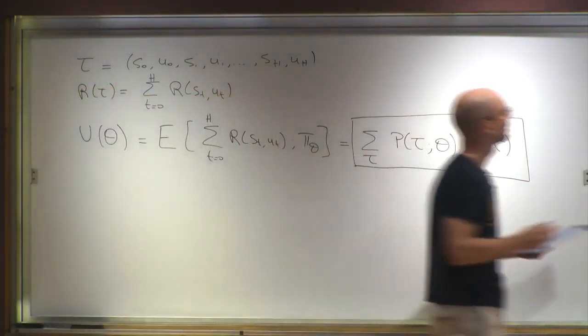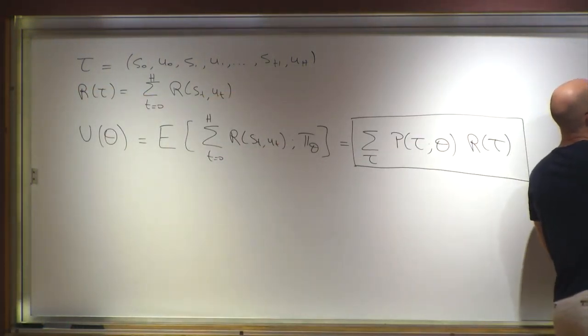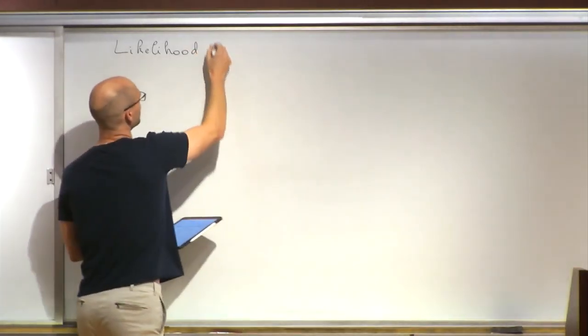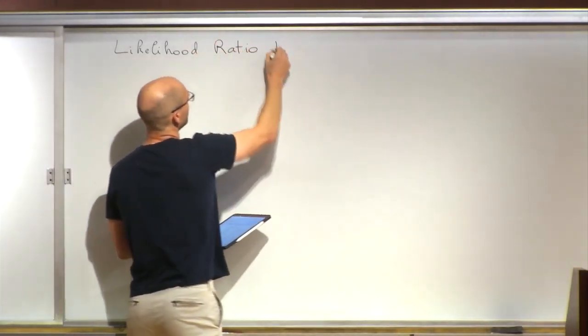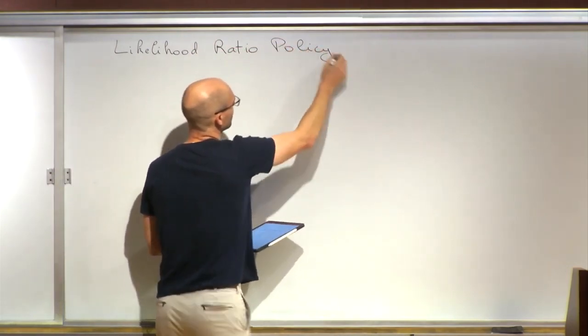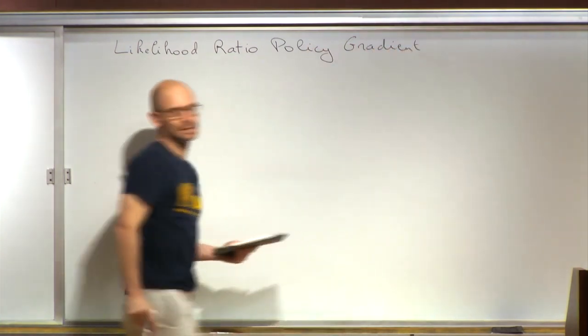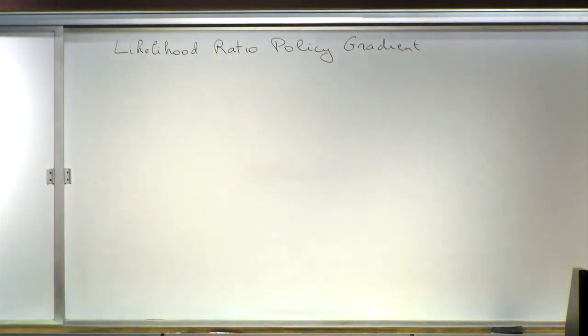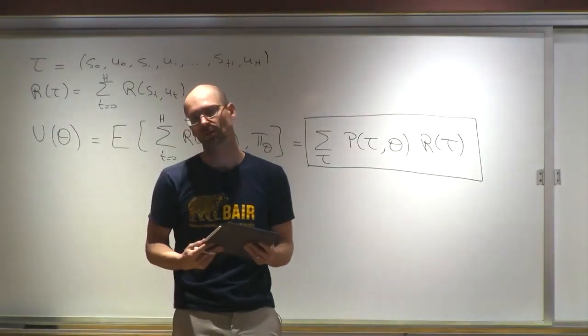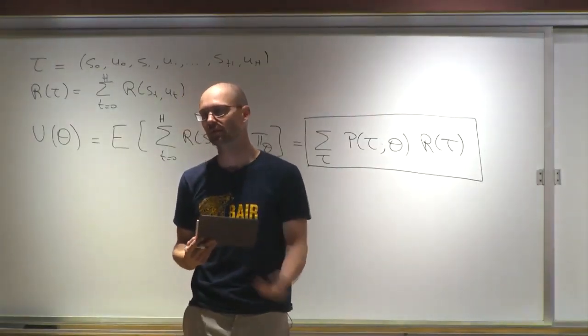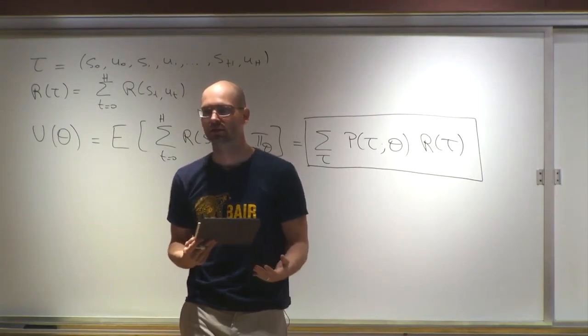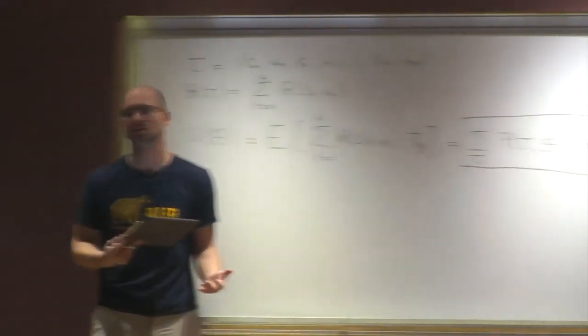Now, what's the likelihood ratio policy gradient? A lot of people just call it policy gradient, and so you'll have to get used to different people using slightly different terminology. So often it's just called policy gradient, what we're going to cover. But in principle, if you think about the fundamental mathematical meaning of a policy gradient, it can be computed in many, many ways.